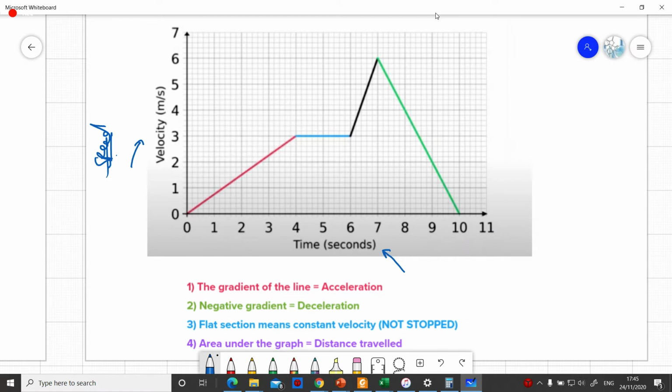If the gradient is sharp, like the black one here, then the car is speeding up quickly. If it's like this, it is still speeding up, it is accelerating, it's getting faster. This flat line means that the car is at constant speed.